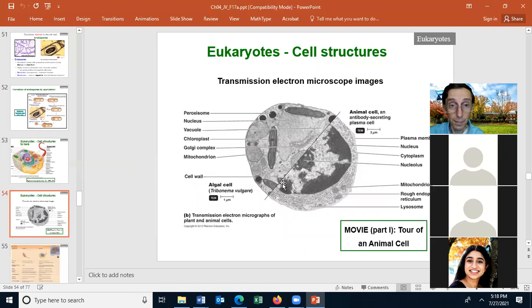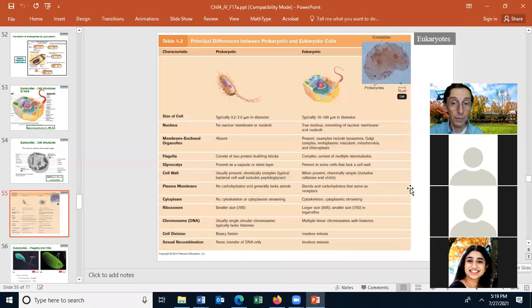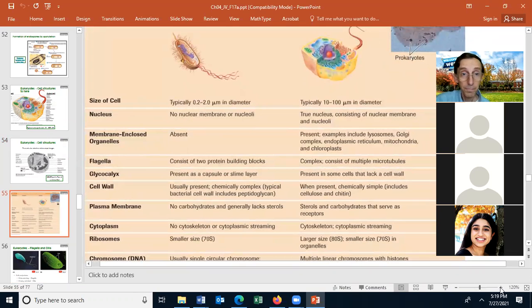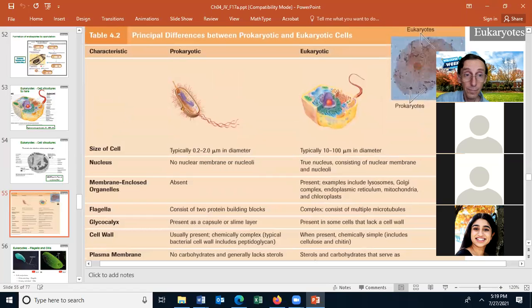Actual electron microscopic image of a plant cell. Well, plant-like cell, algae, and then an animal cell. This table is showing you a little bit about the different organelles between prokaryotes and eukaryotes, and a few other differences between the cells.